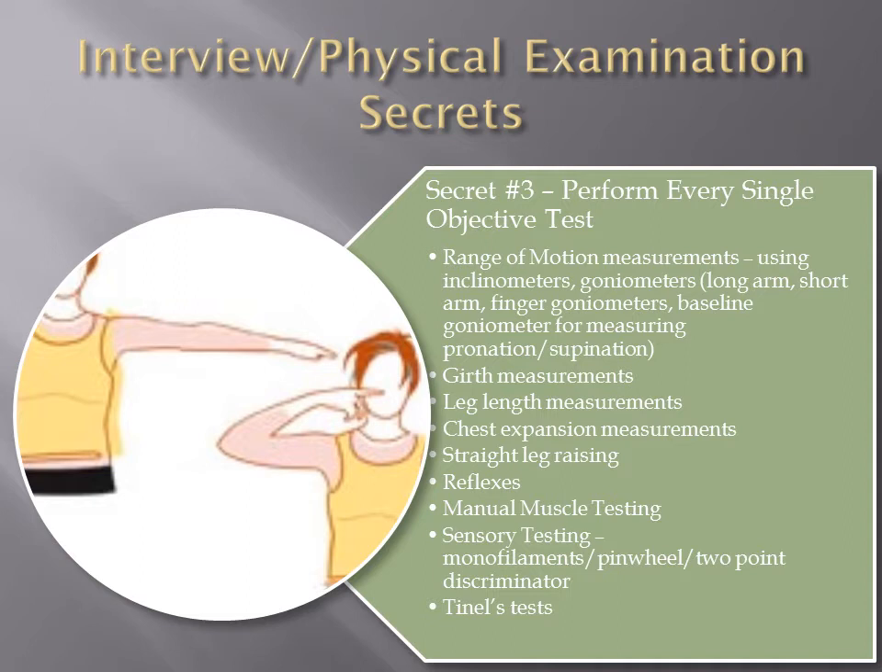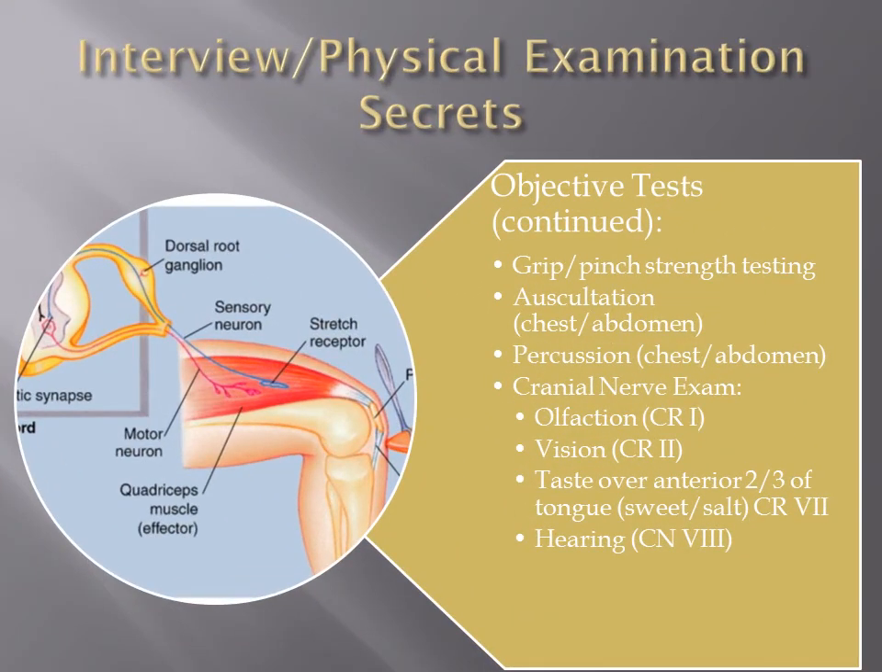Tinel's tests are objective tests. Agreed, they do have a subjective component, but it requires the use of an instrument and an active procedure to which the patient provides a mostly objective type of response. Grip and pinch strength testing provide an exact reading on the dynamometer instrument. I like chest auscultation because that's an objective test through the stethoscope.